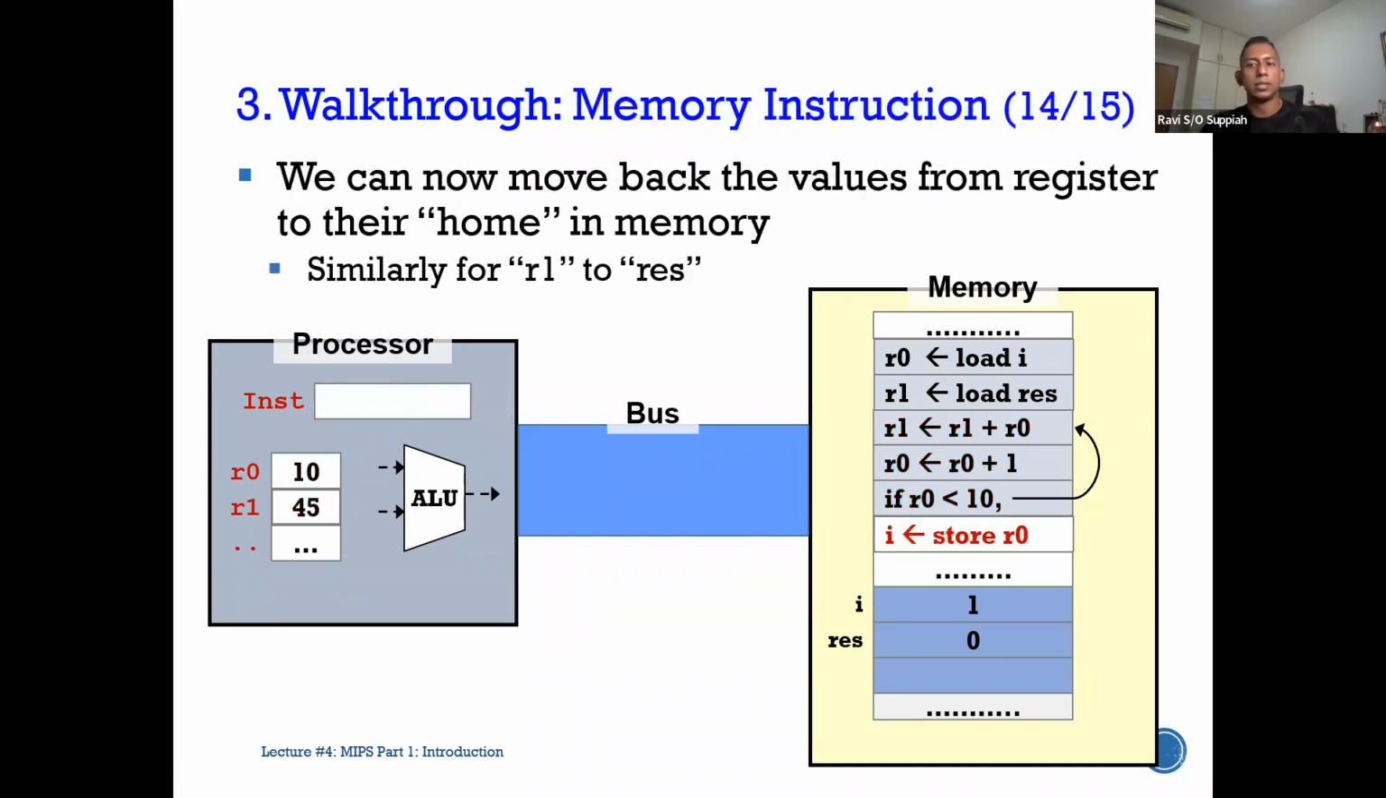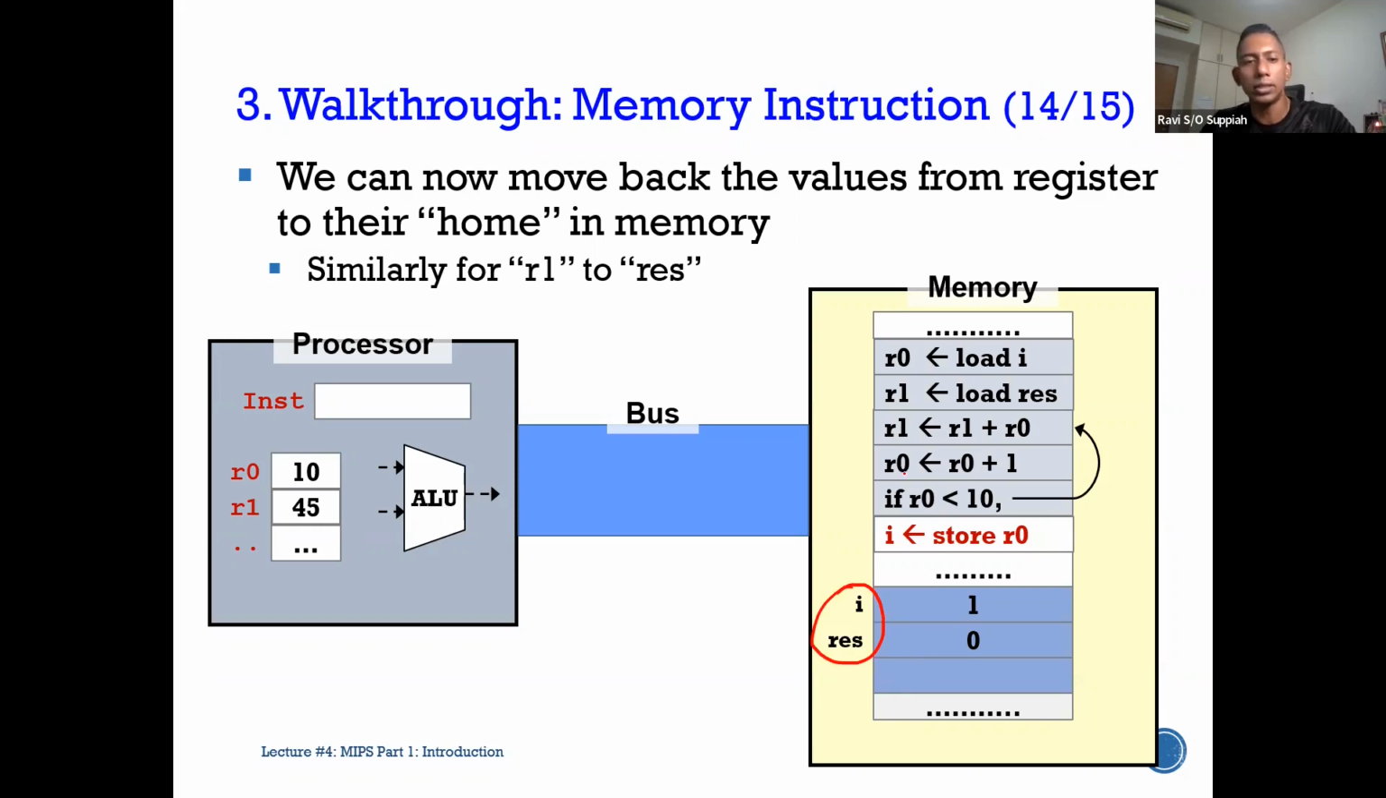Okay, so once you no longer have to repeat, that means you're going to exit the loop. So when you exit the loop, what do you need to do? You need to make sure you update the variables in memory with the correct answers from the registers. Remember that ultimately in our C code, we only reference I and result.